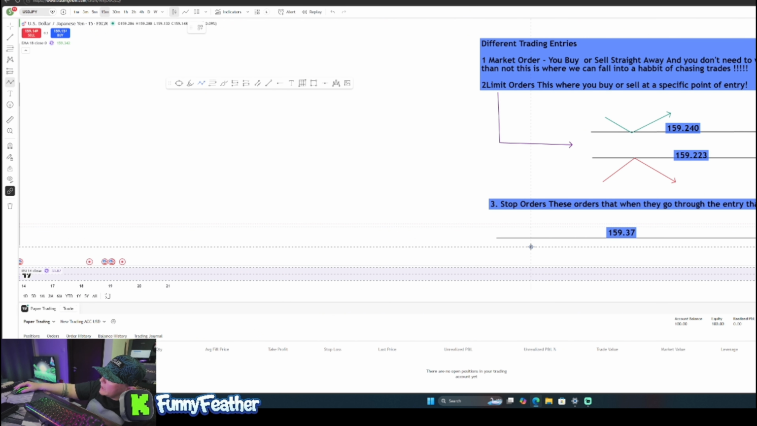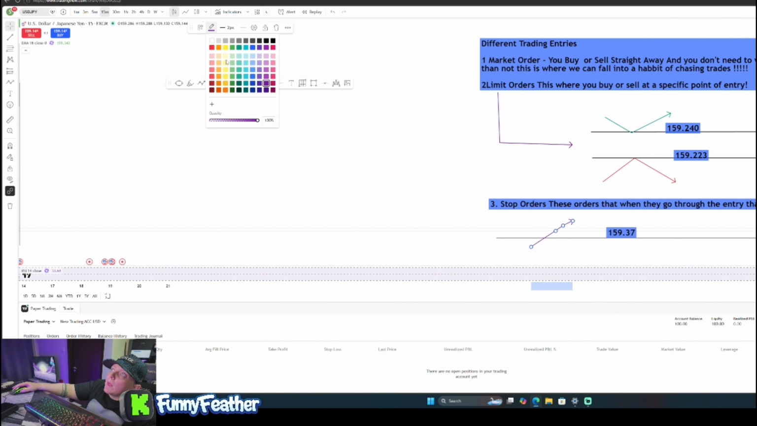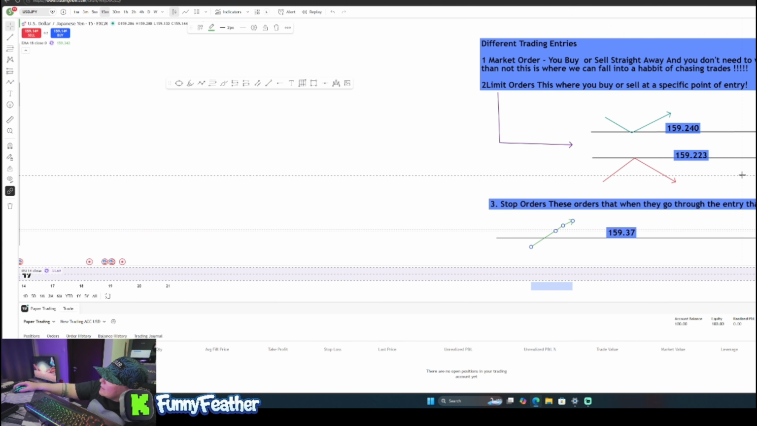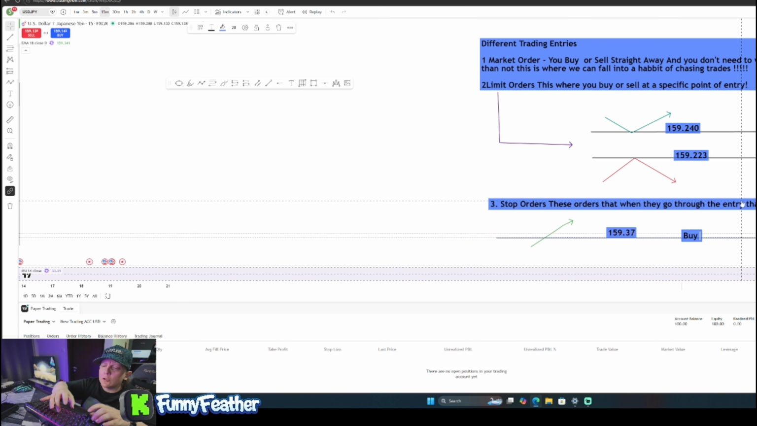So when it goes through here, boom, and crosses this line, that is when the order goes through for a buy. Now that is called a buy stop order. Buy stop order.